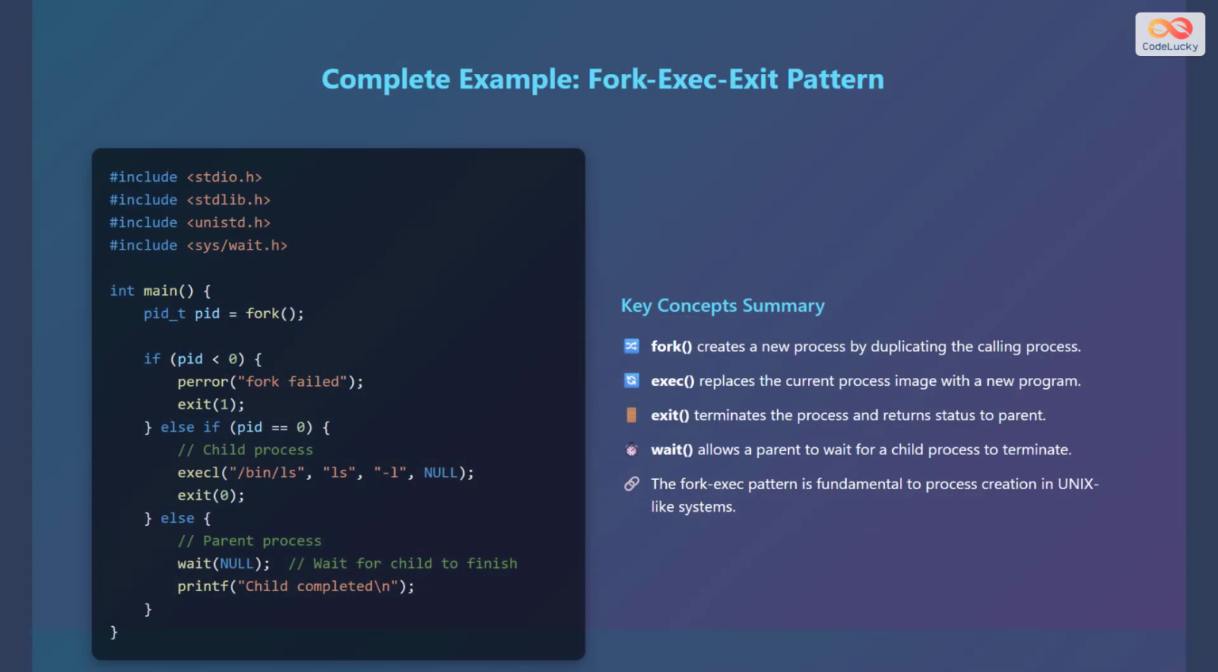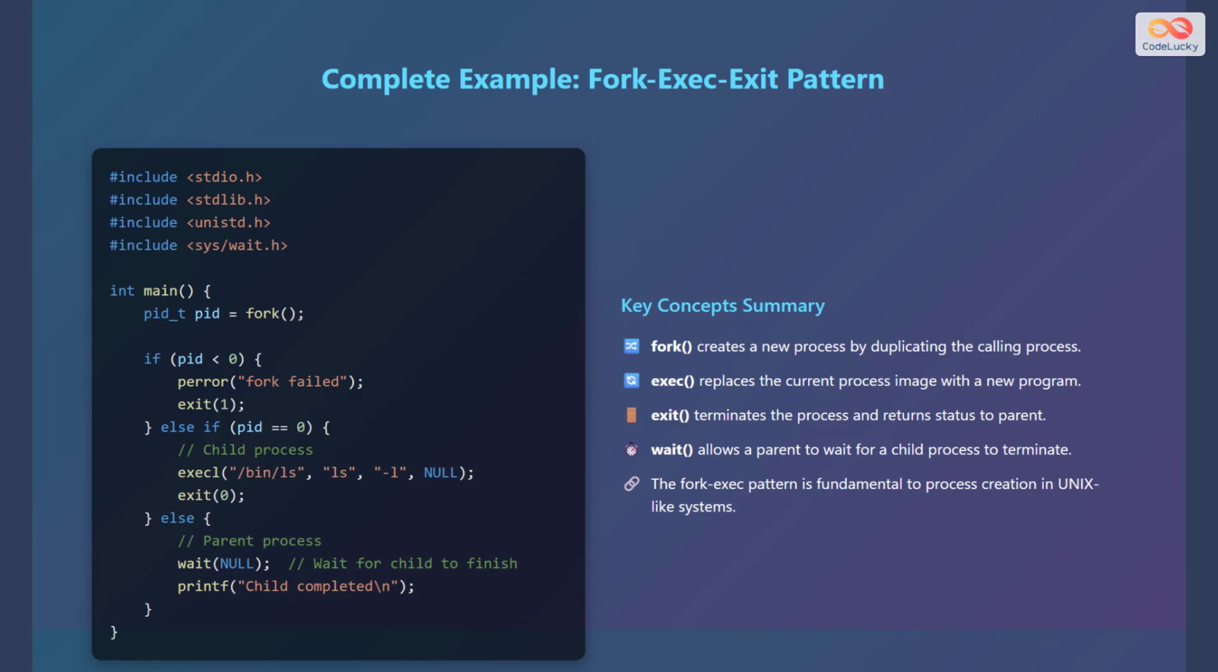Let's tie everything together with a complete example demonstrating the Fork-Exec-Exit pattern. This pattern is fundamental to process creation in UNIX-like systems. This example shows how to create a child process using fork, replace the child process's image with a new program using exec, and then have the parent process wait for the child to complete before exiting.